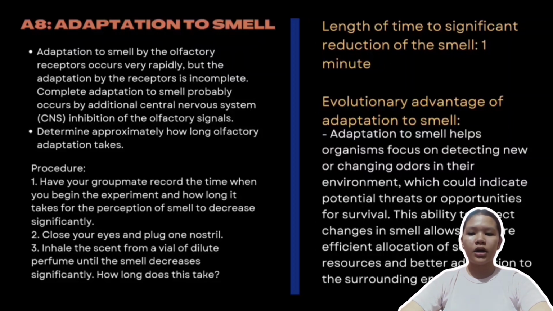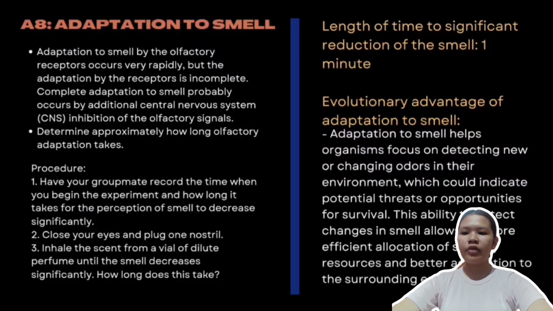For the procedure, have your groupmate record the time when you begin the experiment and how long it takes for the perception of smell to decrease significantly. Close your eyes and plug one nostril. Inhale the scent from the vial of dilute perfume until the smell decreases significantly. How long does it take? Length of time to significant reduction of the smell is 1 minute.